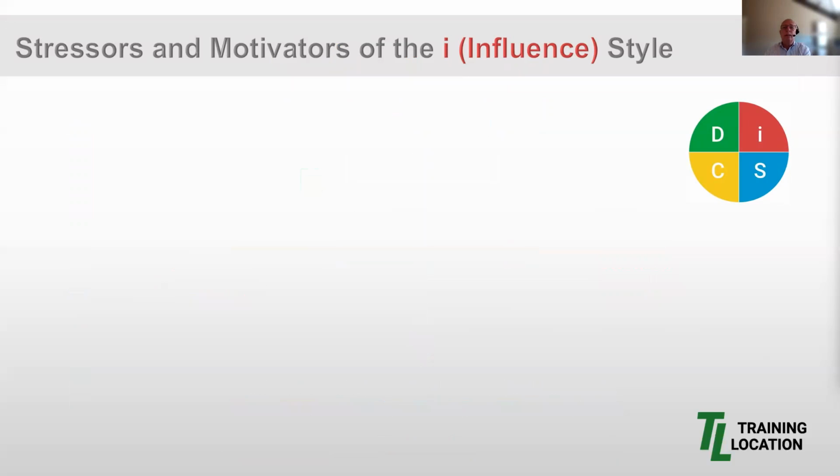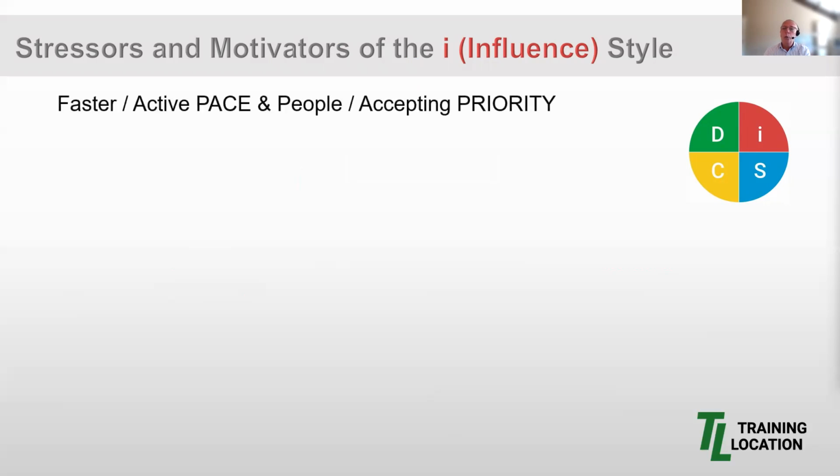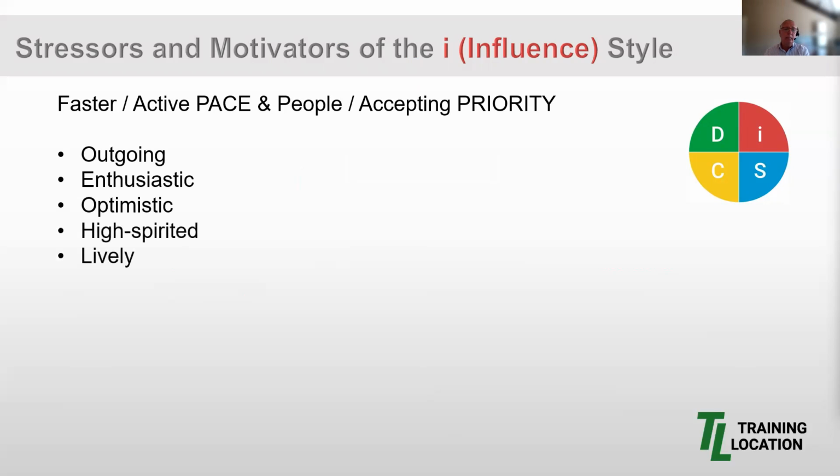Now, to prepare us for today's learning, I want to review the I or influence style descriptors from a previous blog on our website. As noted, the I style has a generally fast or active pace coupled with a people or accepting priority. Other descriptors of that I style might include outgoing, enthusiastic, optimistic, high-spirited, lively, and social. And I'm hoping some of you have narrowed down someone that you know that fits into these descriptors of this style who might well be an I.